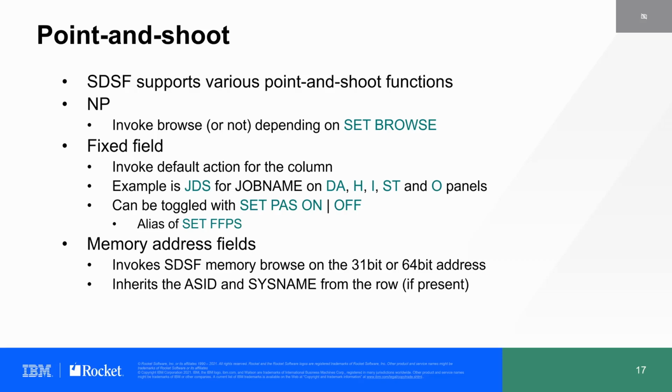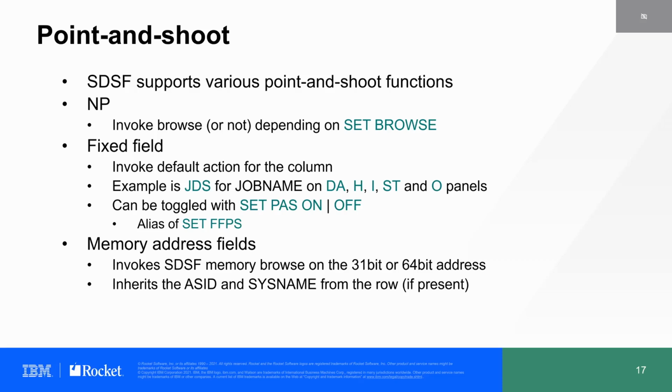Okay. Certain panels have point and shoot actions defined for the fixed field. A good example of this is on DA or ST. Some of the Q panels, the job name is sensitive to point and shoot. And if you do a point and shoot on that job name, it's equivalent to typing a question mark beside the job name. So you get what we call the JDS panel, or the job data set panel. We see all the individual DDs for that job, and then you go and browse the output.